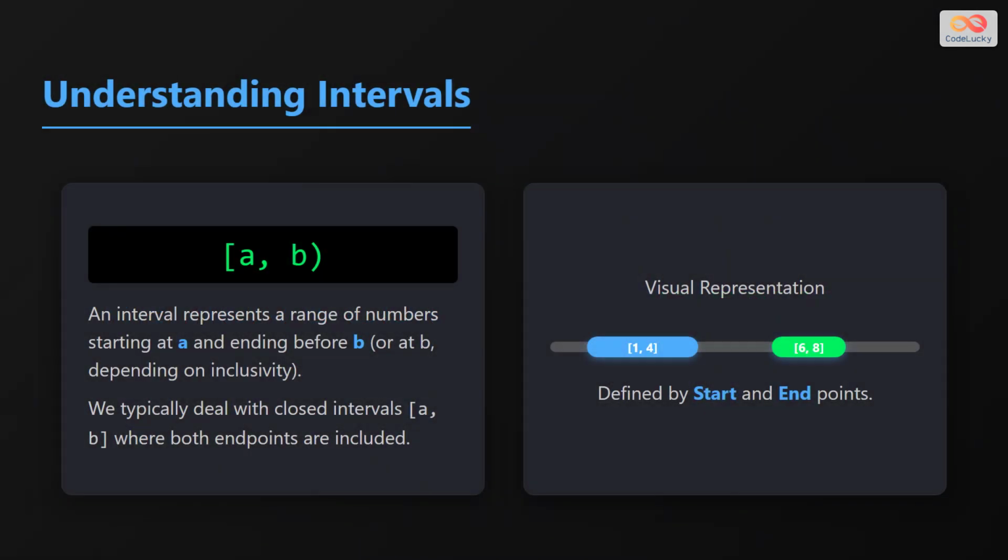First, let's make sure we are on the same page about what an interval is. In computer science, an interval typically represents a range of numbers defined by a start point and an end point. For this problem, we are looking at closed intervals, meaning the start and end numbers are included in the range. You can visualize them as bars on a number line, starting at point A and stretching to point B.